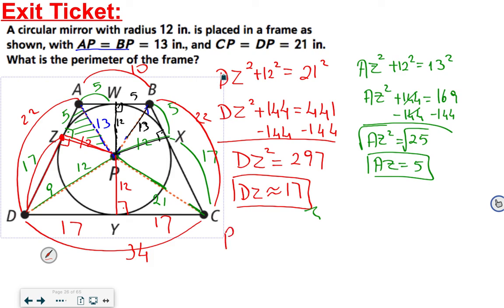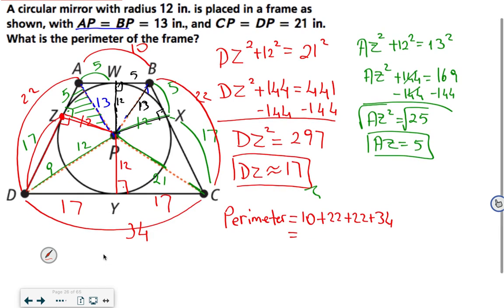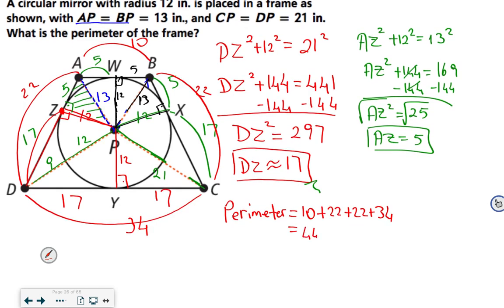Now the perimeter will be 10 plus 22 plus 22 plus 34. If you add them up, ladies and gentlemen, you will get that 44 plus 44 is equal to 88. And this is your answer.